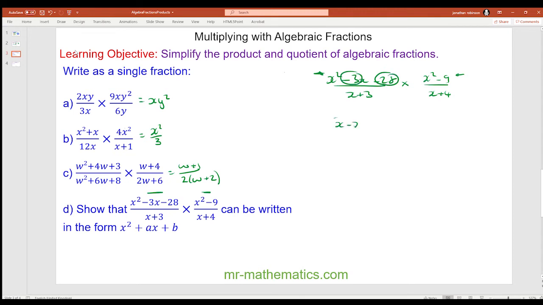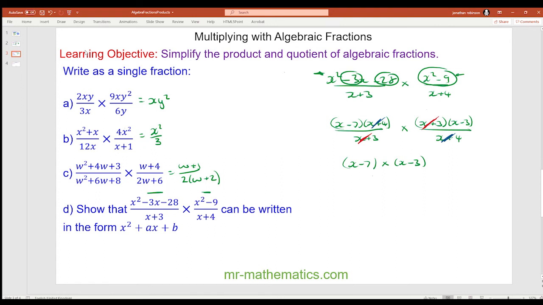We've got x minus 7 and x plus 4 over x plus 3 multiplied by the difference of two squares, so x plus 3 and x minus 3 over x plus 4. You can see the x plus 4 here will cancel with the x plus 4 in the other denominator, and the x plus 3 in the denominator will cancel with the 1 in the other numerator. So we're left with x minus 7 multiplied by x minus 3.